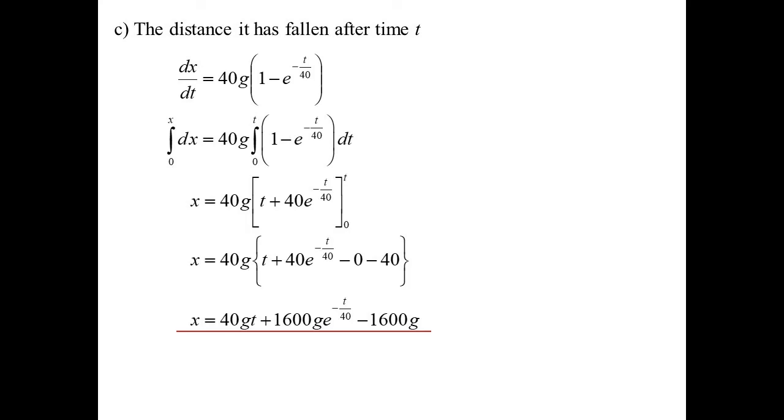Distance it has fallen after time t. Okay, so we now know this, dx to t. Distance after time t, okay, I want to link displacement and time. So we'll write velocity as dx to t, separate the variables, do our integration, sub in and look at that for an expression. X is 40gt plus 1600g e to the power of minus t on 40 minus 1600g.